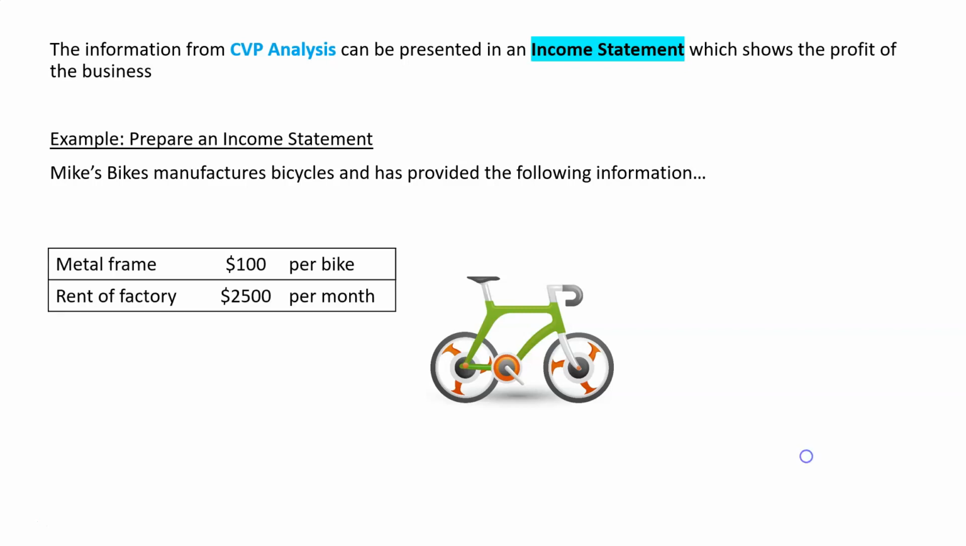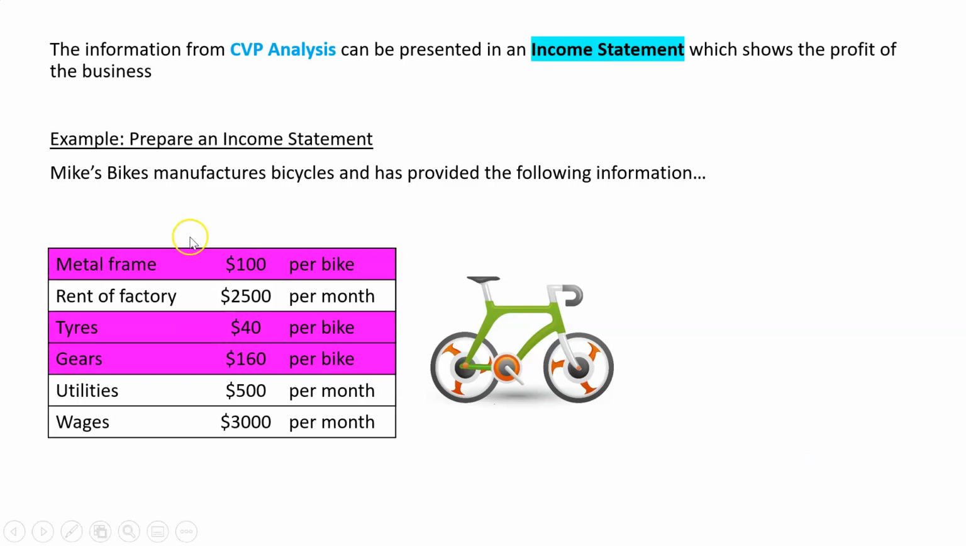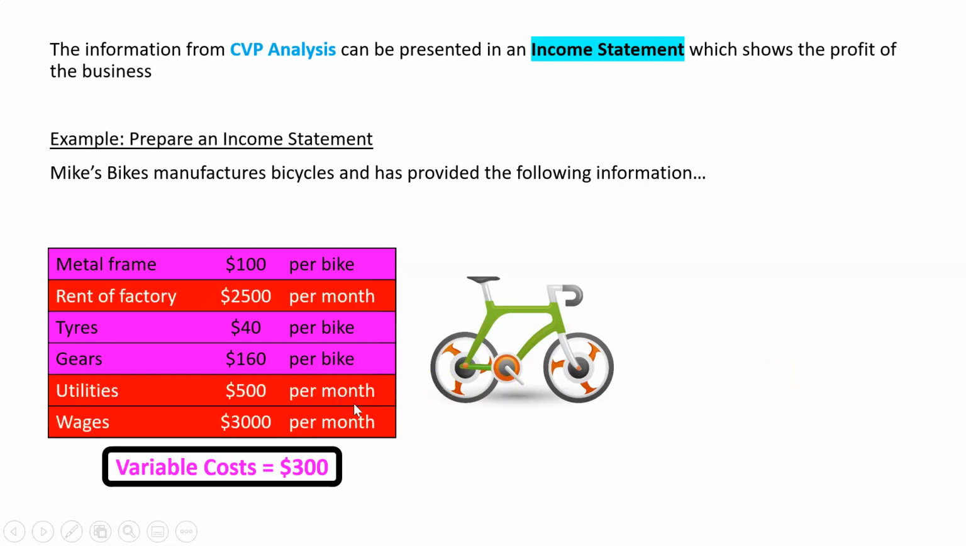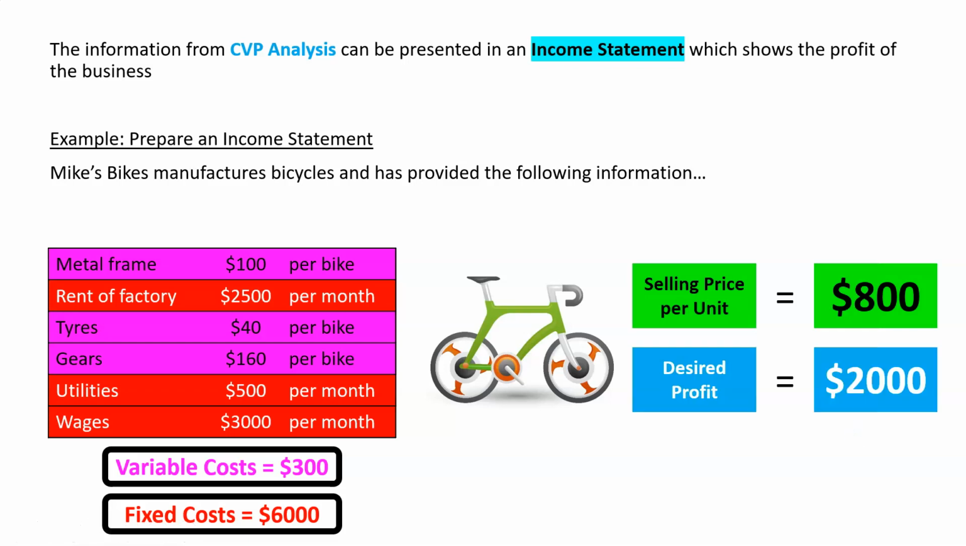We've got the following costs. He knows that these metal frames, the tires and the gears, these are per bike. So we've got 100, 40 and 160. They are what we call variable costs of 300. It's also got the rent, the utilities and the wages, which are fixed each month, and they come to 6,000. He wants to sell each unit for $800, and he's got a desired profit of $2,000.